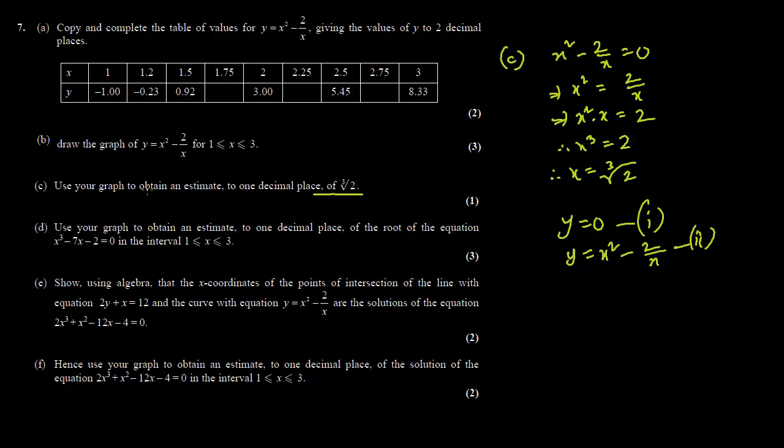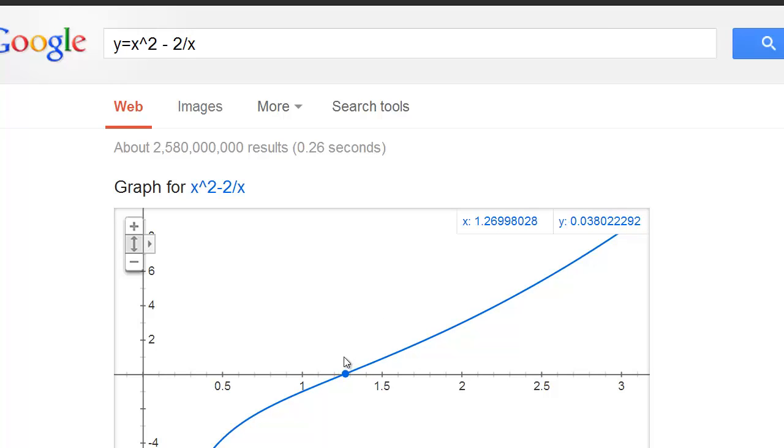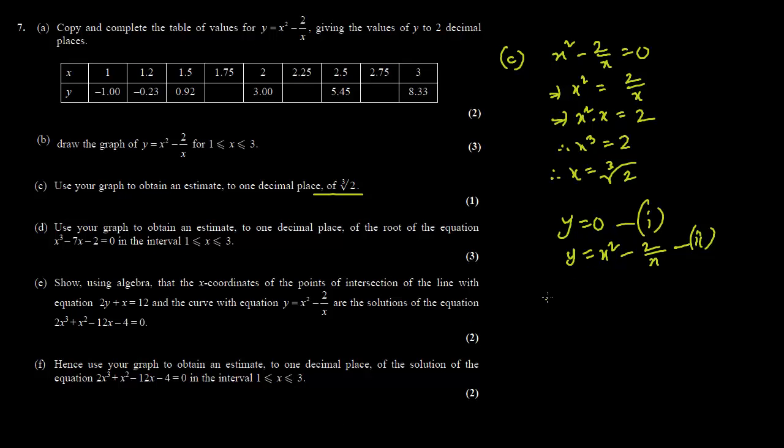So all we have to do is use the graph to write down the answer. So let's use the graph. If it is intersecting with the x-axis, you'll see the value of x over here. So that turns out to be around 1.2, 1.3. So we write the answer x equals 1.3, and we know this is correct. Now the next question, question number D, is use your graph to obtain the root of this. So let's do this.